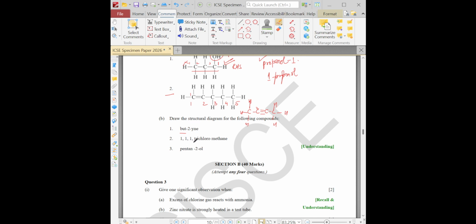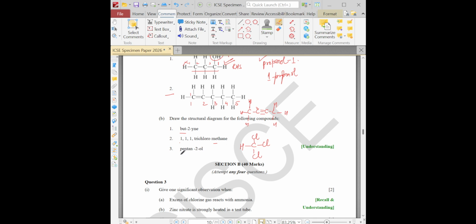Then 1 1 1 trichloromethane. Meth means 1, methane means 1 carbon with 4 hands, and on three of these you have got chlorine. 1 1 1 chlorine. So here you have hydrogen. So this is the structure, and the common name is chloroform. Okay, so 1 1 1 trichloromethane.